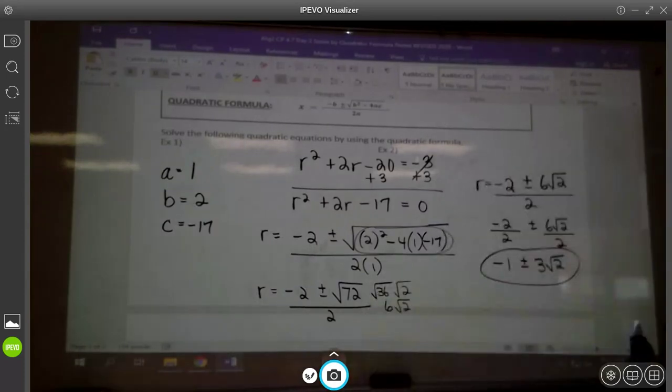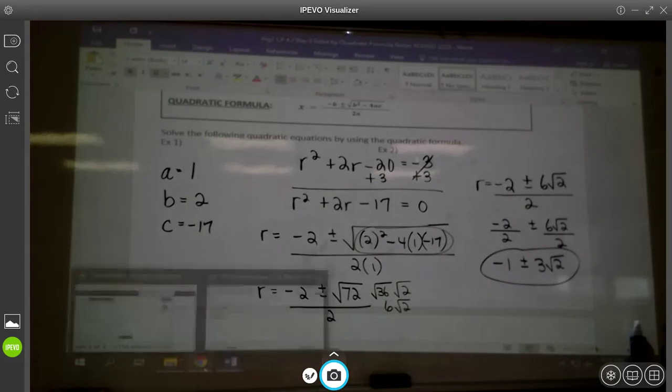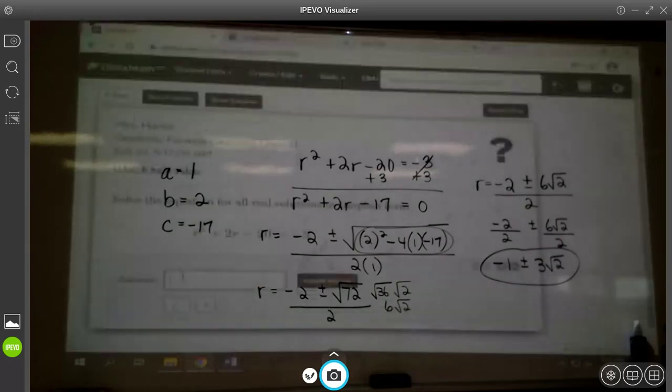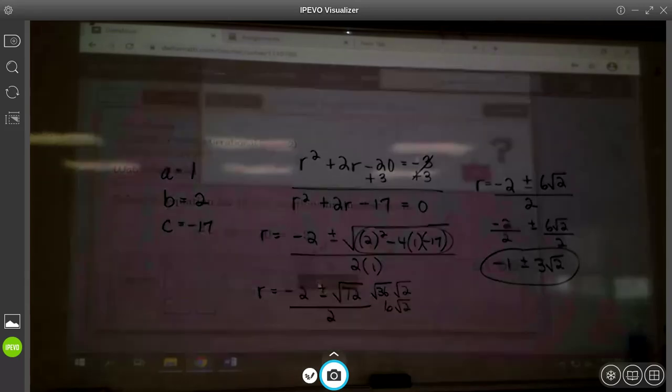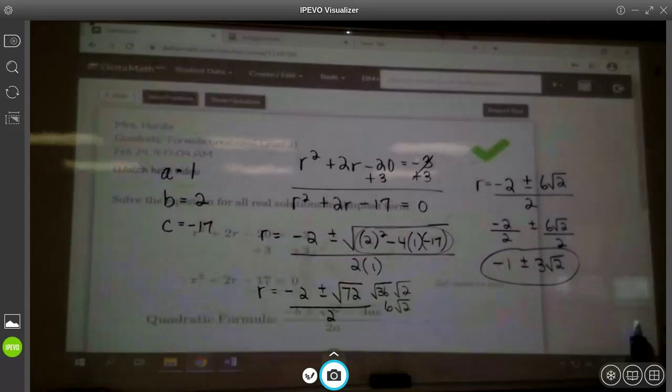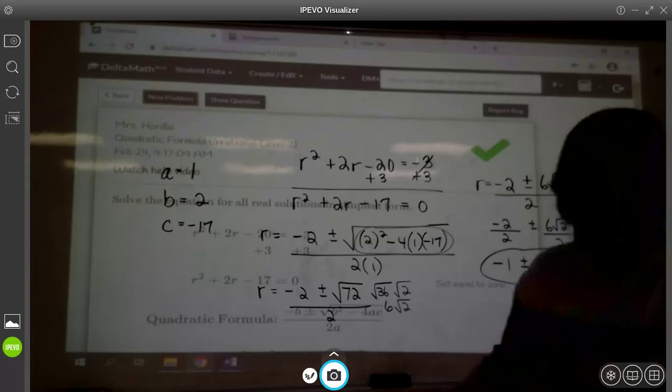All right, let me just type that in. So I would go to my answer box. I'm typing in negative 1 plus or minus 3 times the square root of 2. Hit submit, and I get my green check. Okay? Is everybody okay with that?